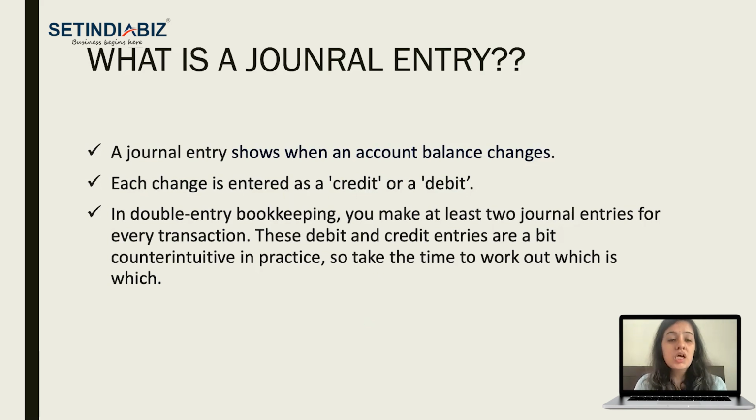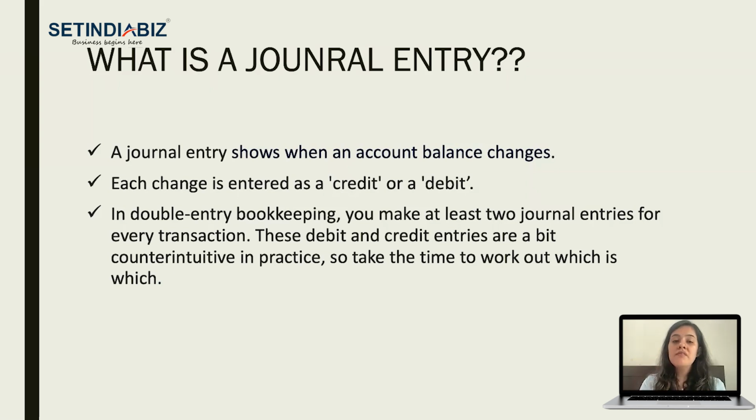A journal entry shows when an account balance changes. What is the account balance? Whenever there is a debit, whenever there is a credit. Debit means what goes out. Credit means what comes in, right? You all must be having bank accounts for sure. You must have seen passbooks, and you must have seen that there is a debit side on the left hand side and credit on the right hand side. So credit means whenever your income comes, whenever you are receiving cash inflow, that is a credit. Whenever you are making payments, whenever your money is going, that is a debit, right?